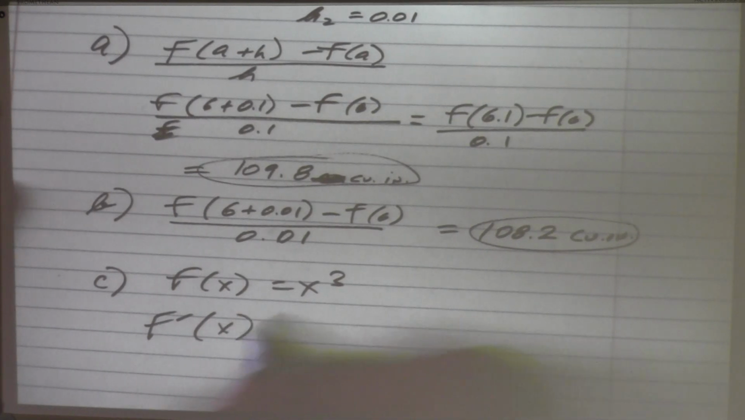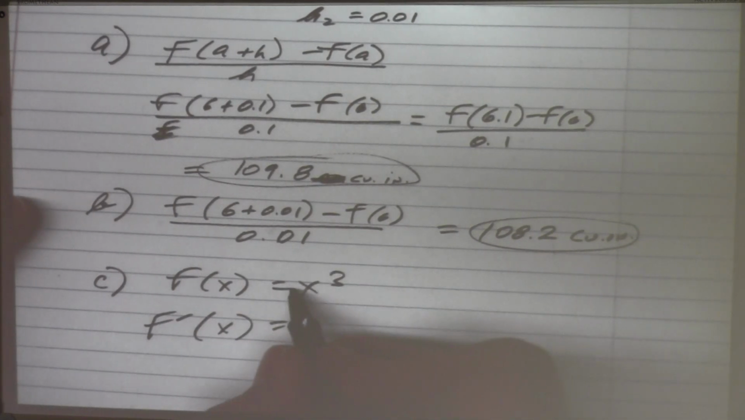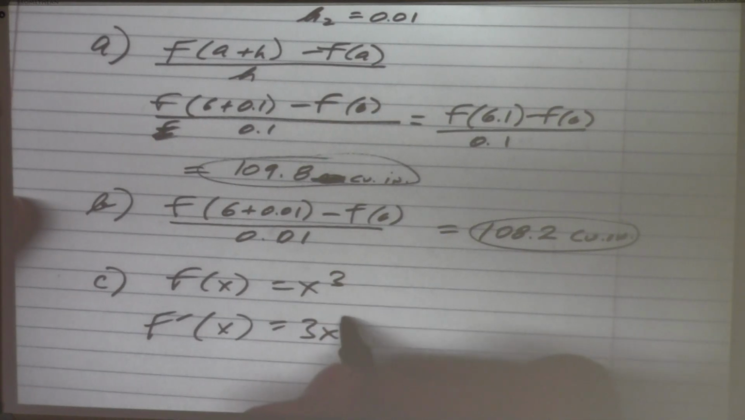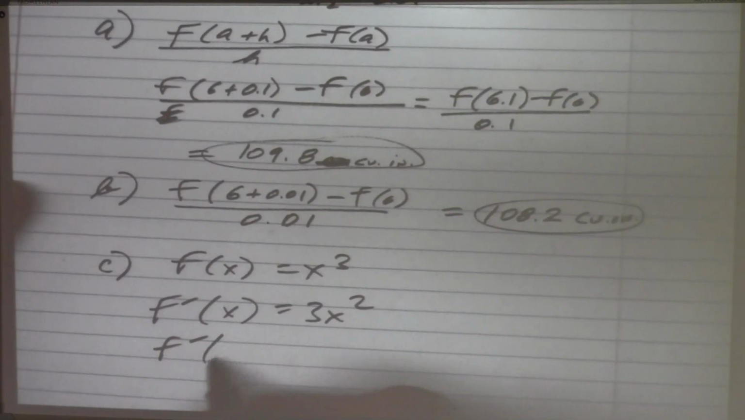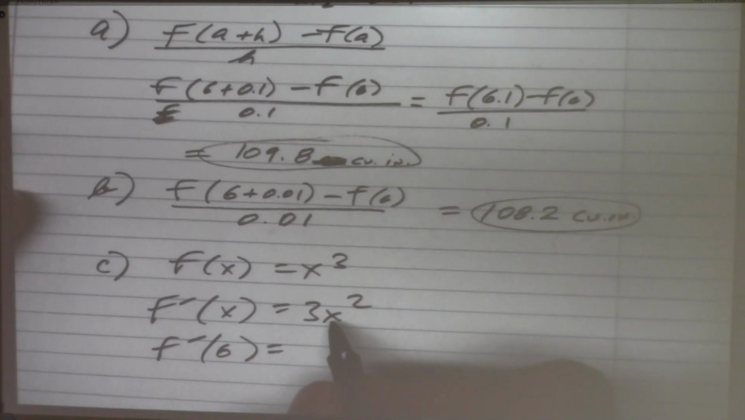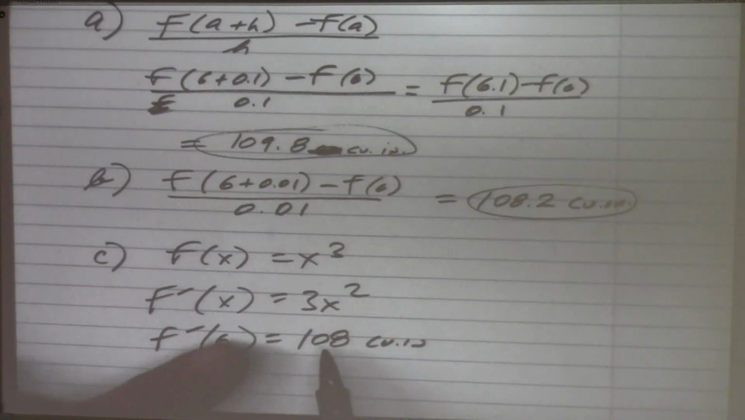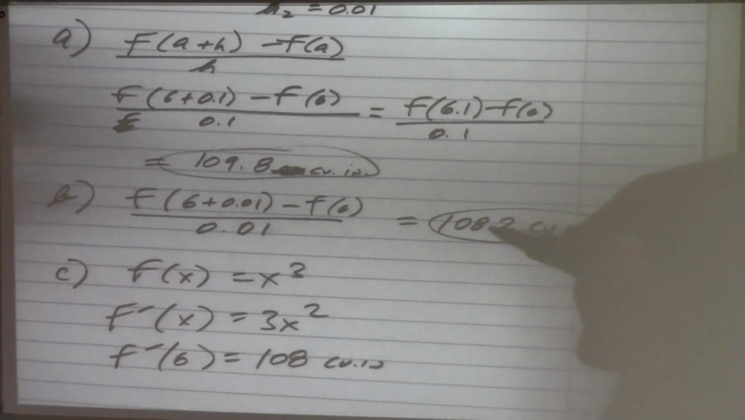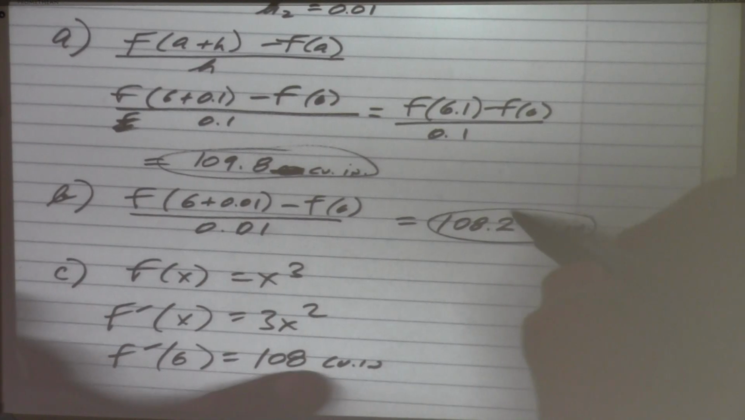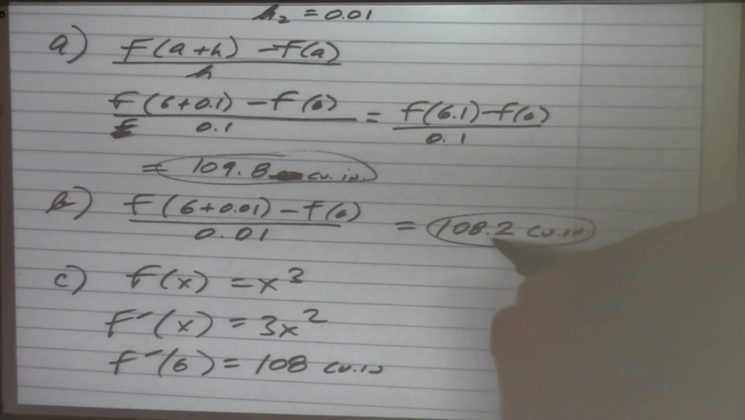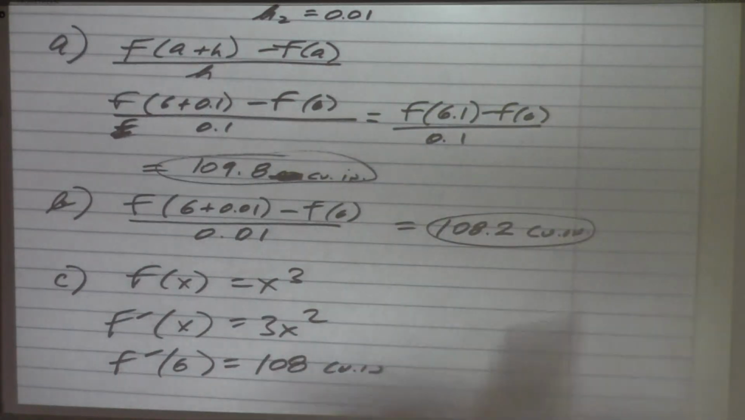So that means we'll bring the 3 down in front times 1, so that's 3, and one less exponent, and then we will find that for 6. So 6 squared is 36 times 3 is 108 cubic inches. So when it's at 6, it's 108 cubic inches. As we said, the change when it's 0.01 brings us up to there, and then up to here. So you need to be ready to perhaps figure out the average rate of change.